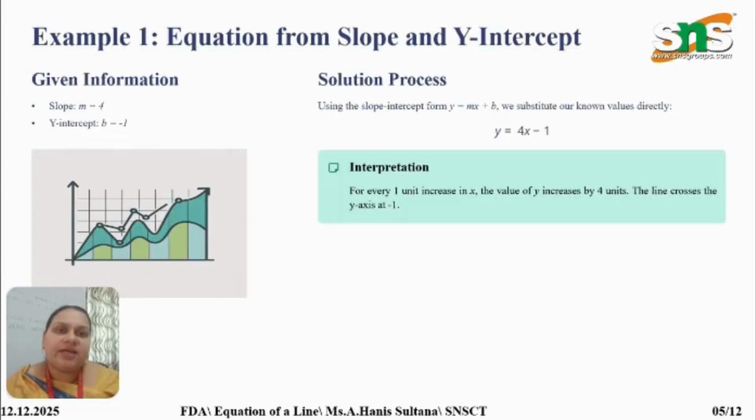Now we are going to calculate the equation from slope and y-intercept. We know what our slope is, and now we are going to calculate our intercept. After calculating the intercept, our equation is y is equal to 4x minus 1. We already know that our regression equation is y is equal to mx plus b. Now y is equal to 4x minus 1, which means for every unit of increase in x, the value of y increases by 4 units. This is what we mentioned in the first slide about the predictor variables.